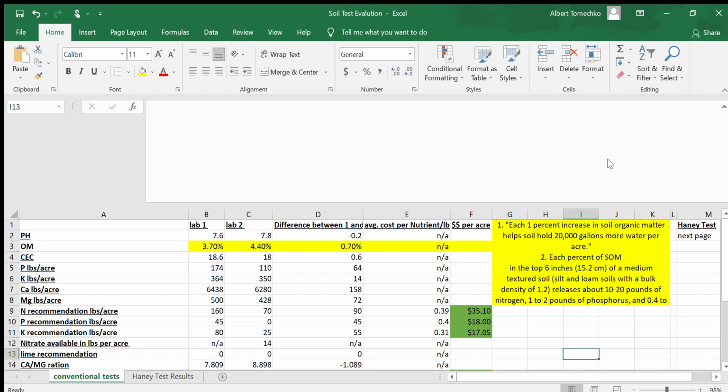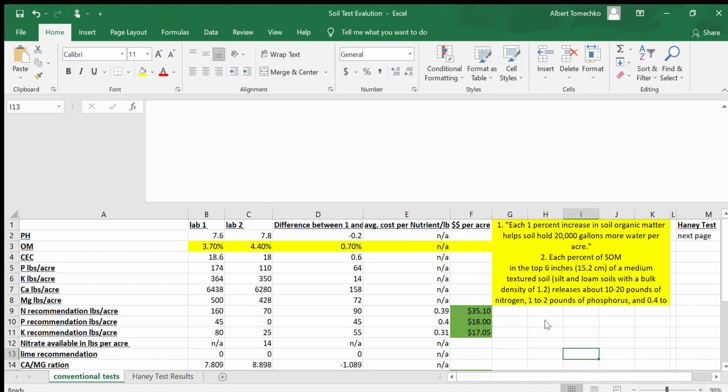So what I'm going to do here is compare things that are similar on the tests, that being pH and organic matter. Those are very similar and reflected on all three tests. Then I'll go through the Haney test, what some of the things mean and how the information is presented, because there are slight differences in how the Haney test is done. That's when I'll go down to the second tab and show you a screenshot of what the Haney test looks like.